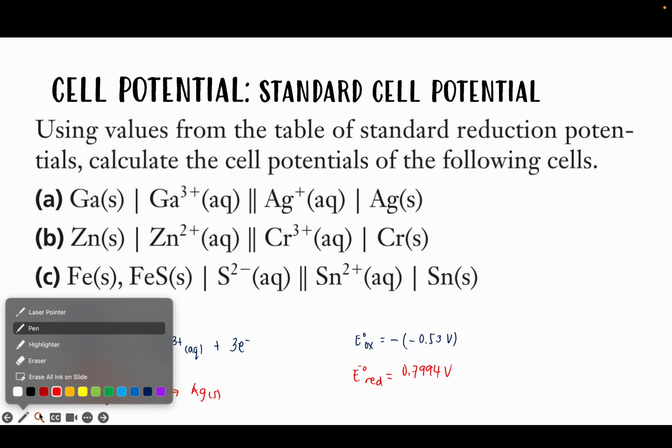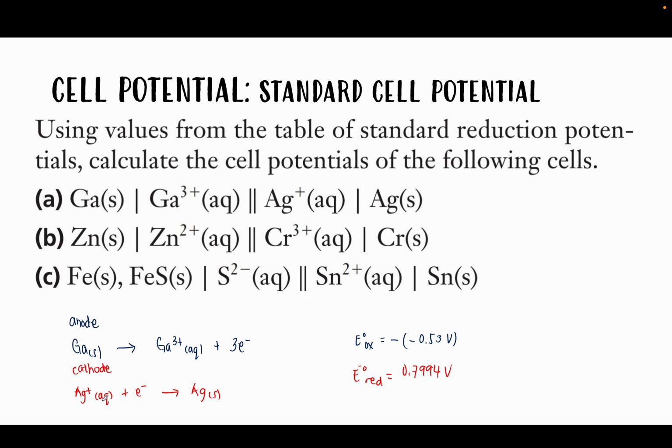And then let's write the complete equation. We see there are 3 electrons, so for the whole cell equation we have gallium solid plus silver ion, this is times 3, forming gallium 3 plus plus silver solid. And then don't forget the 3, and then the 3.